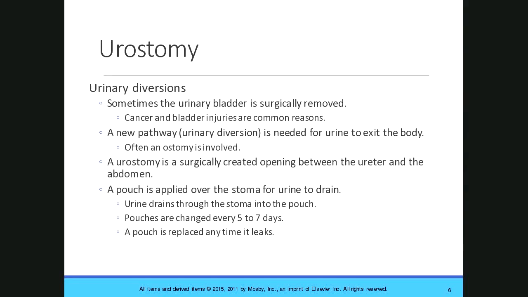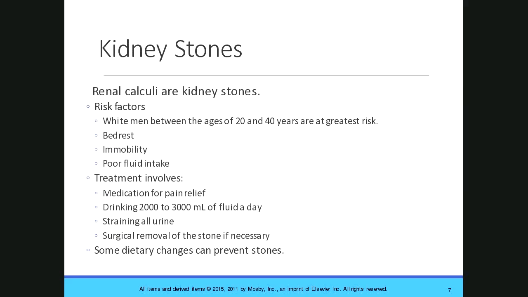So once you put the pouch over it, it's called a urostomy, and the urine is going to drain through the stoma into the pouch, and then hopefully it stays on really well, and the pouch is then only changed every 5 to 7 days. But basically they can leak. That's the big thing. So if you have a person with the urostomy, you would want to check and make sure there's no leaking. So if you find something wet, then that needs to be reported so that the nurse can change the pouch out.